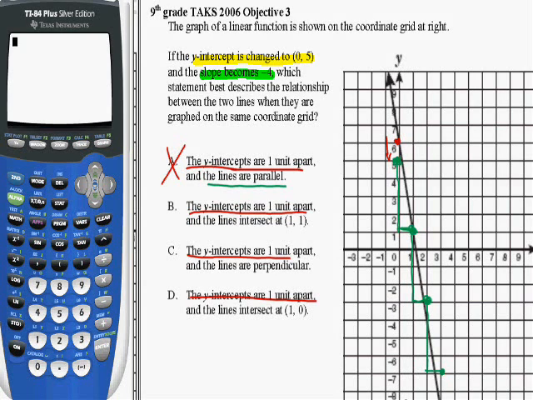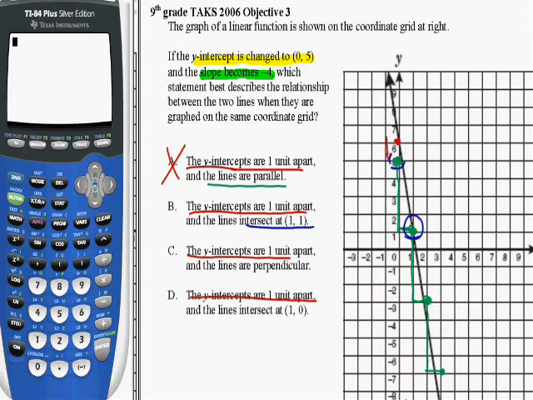Choice B says the lines intersect at (1, 1). We know they intersect. Do they intersect at (1, 1)? They don't intersect here. They do intersect there, and that is (1, 1). So far that's looking like the answer, but let's double check with C and D.